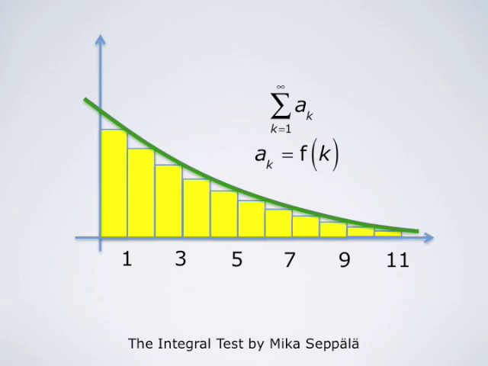Now assume that these numbers ak are given by a function f. So assume that ak equals f at k, where f is a decreasing function as shown here in this picture. Since f is decreasing, it follows that the domain under the graph of the function f contains all these yellow rectangles. Therefore, if this domain under the graph of the function f has a finite area, it follows that also these rectangles must have a finite area.